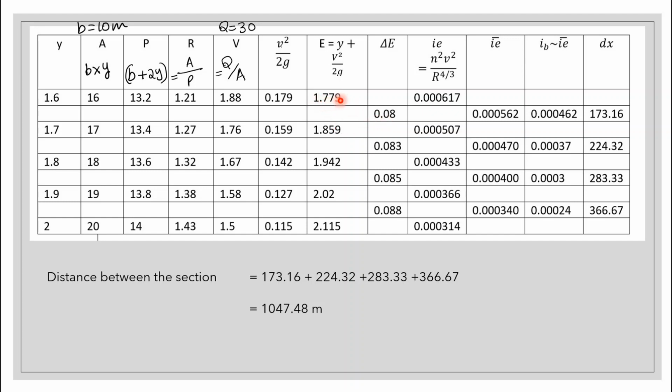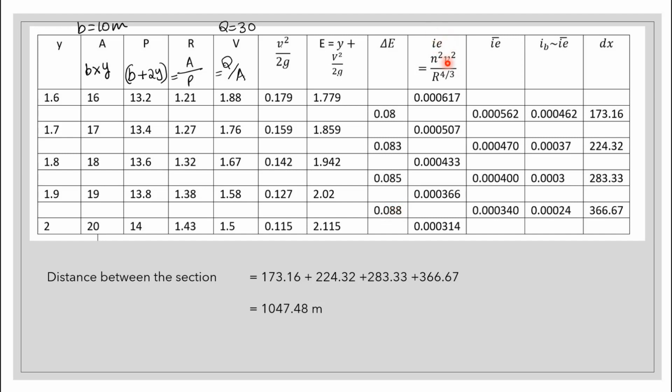Here 1.779 and 1.859, the answer is 0.08. And the difference between these two will give the delta specific energy: 0.083, then 2.02 minus 1.942 is 0.085, and 2.115 minus 2.02 is 0.088.